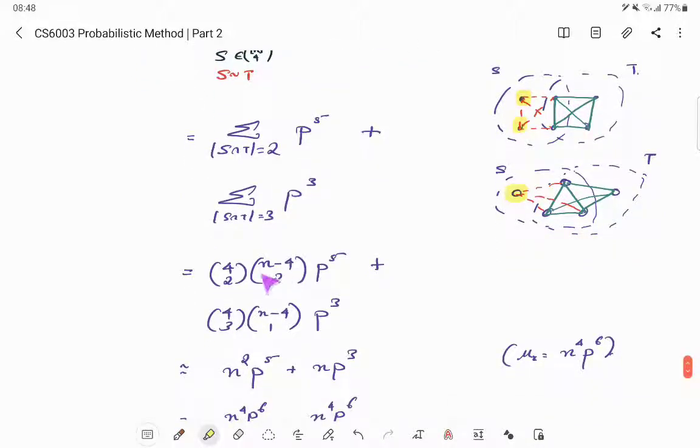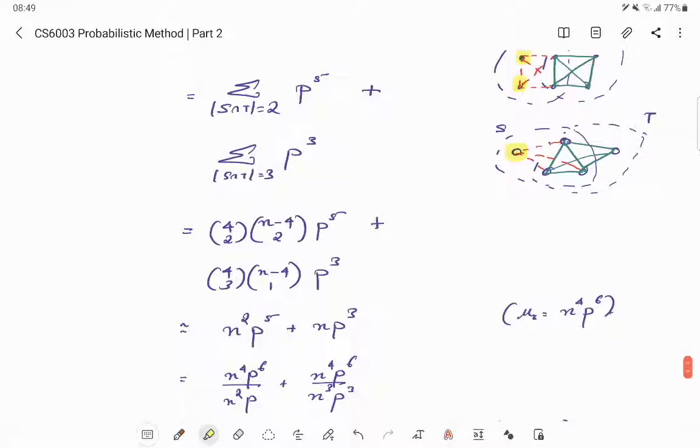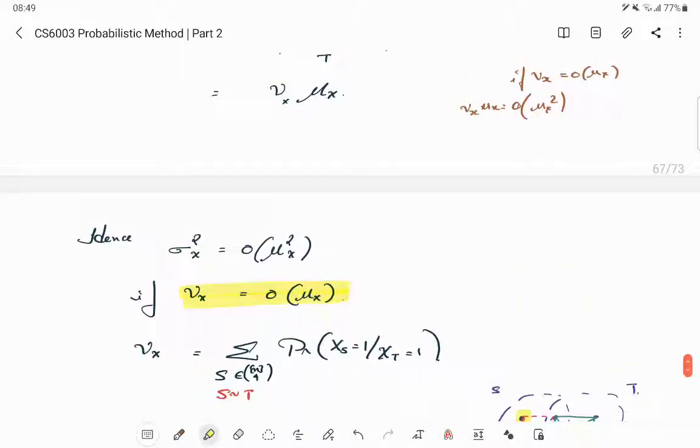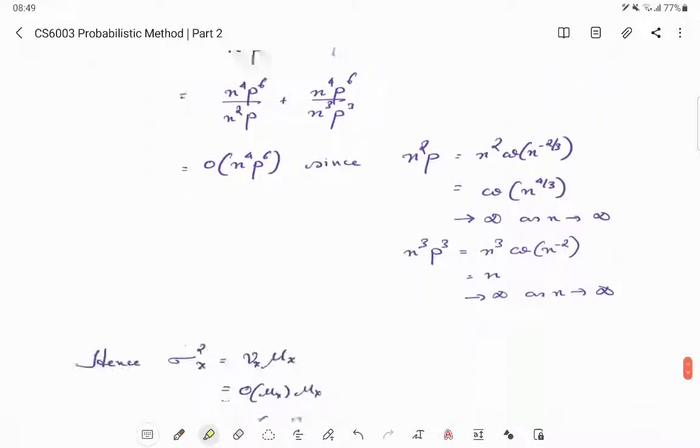Okay. Now let's ignore all the constants. This is like n squared p power 5. This is like n times p cube. Now it's only a matter of simple analysis. Okay, the structural analysis is over. Now it's only a matter of a simple analysis to show that this is indeed little o of mu. Okay, this is indeed little o of mu.